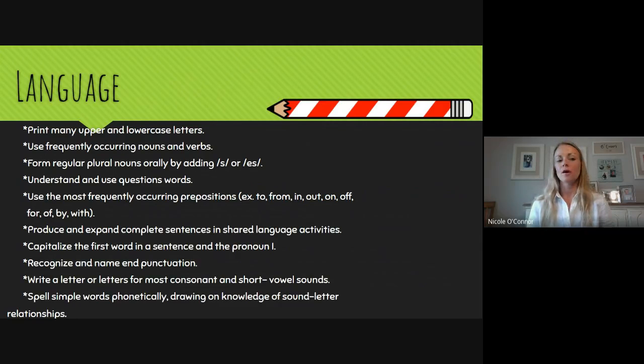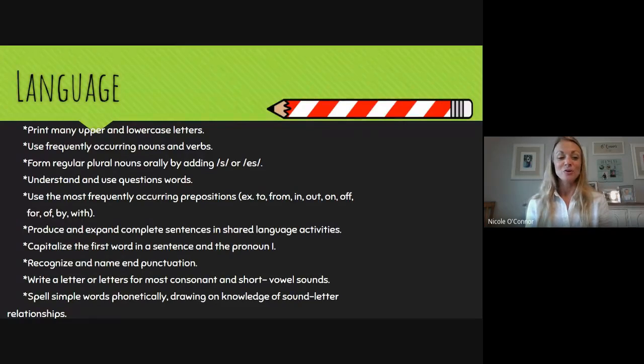Language is our handwriting and how to use language properly. So nouns and verbs, adjectives, how to make plurals, understanding and using question words. And then we'll talk about very common prepositions, and then also how to expand on our sentences. So it's not just I see a cat. We want to be able to add details and sight words to those, and that we follow language rules. We begin with a capital, there's space between our words, and we end with a punctuation mark.